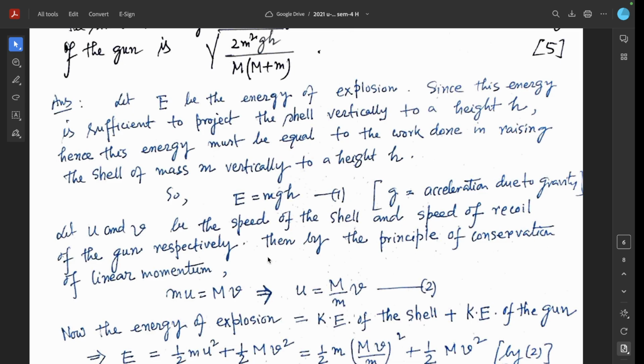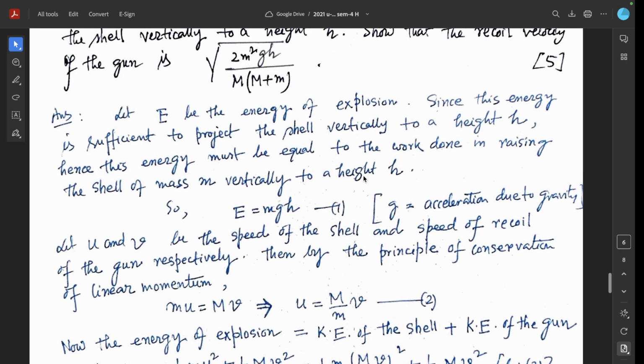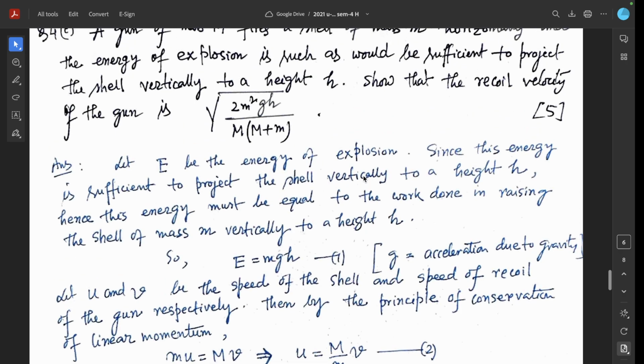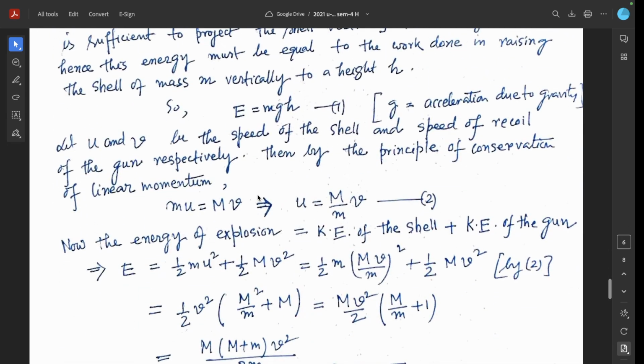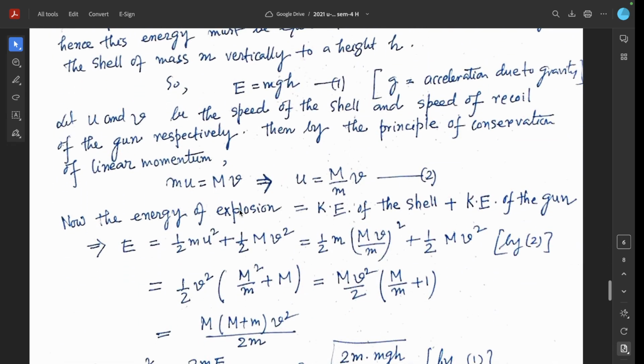Then by the principle of conservation of linear momentum, mu equals Mv. Here capital M is the mass of the gun, and small m is the mass of the shell. So u equals (M/m) v.